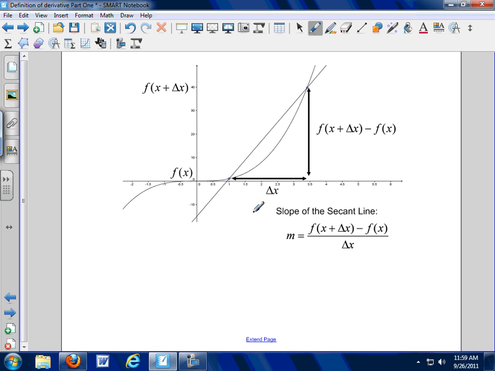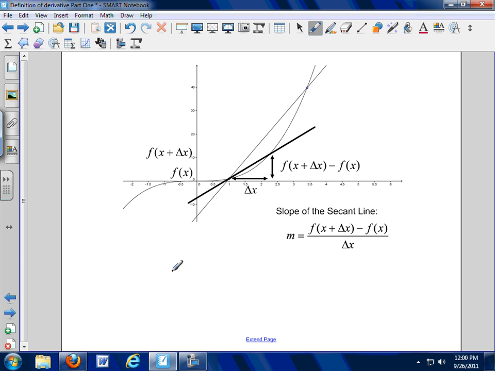To find the slope of the secant line, I just do the rise over the run. With me? Okay, so that's going to tell me the slope of this line. It's not the slope we're looking for. We're looking for the slope of the line down here. All right.